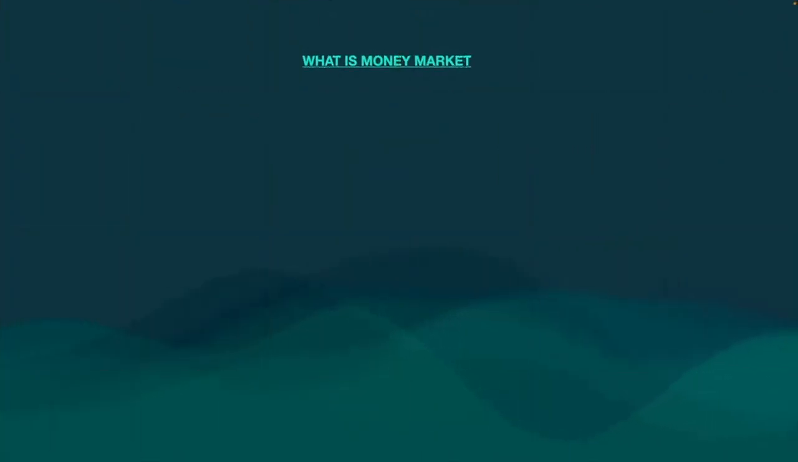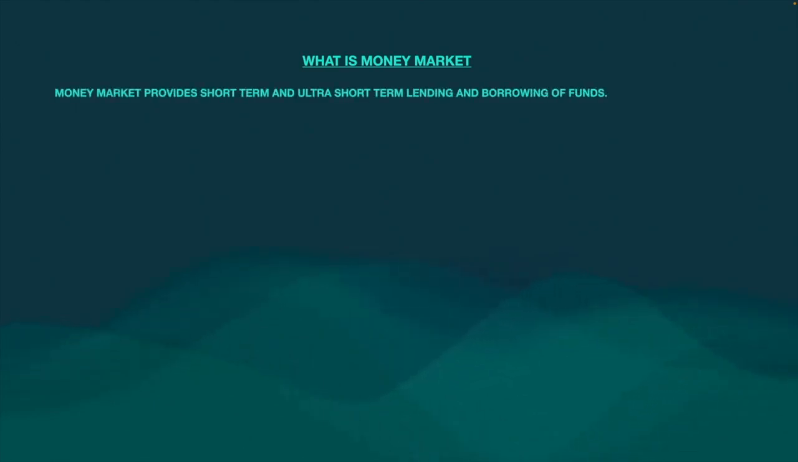Let us understand what is money market. These concepts all form part of your bond market. So let us understand what is money market. Money market provides short-term and ultra-short-term lending and borrowing of funds. It is basically meant to provide short-term and ultra-short-term lending and borrowing of funds. It may range from overnight to 1 year.